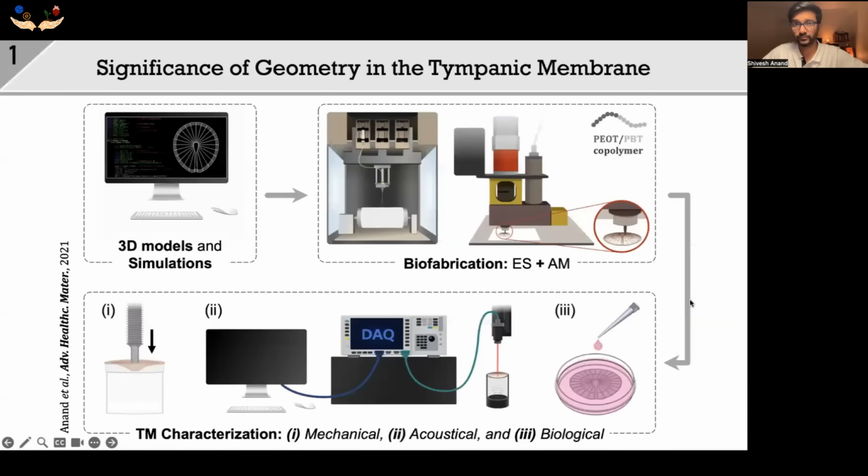As I mentioned, the first aspect was understanding the right geometry for creating these tympanic membrane scaffolds. In this study, we investigated different three-dimensional models and performed theoretical simulations on them. Based on these simulations, we biofabricated the tympanic membrane constructs using a combination of electrospinning with additive manufacturing. Finally, on the biofabricated constructs, we performed mechanical, acoustical, and biological characterizations.